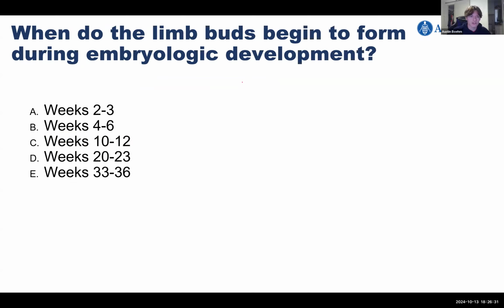And I've got one more question here. When do the limb buds begin to form during embryologic development? And I've got a few ranges here because for almost anything in embryology, it's kind of a window of when things are most likely to happen.